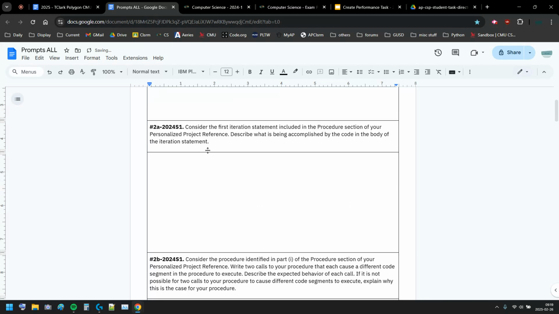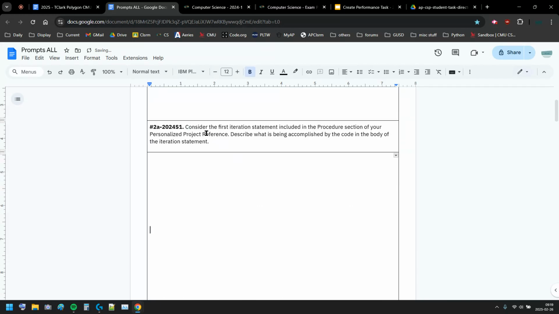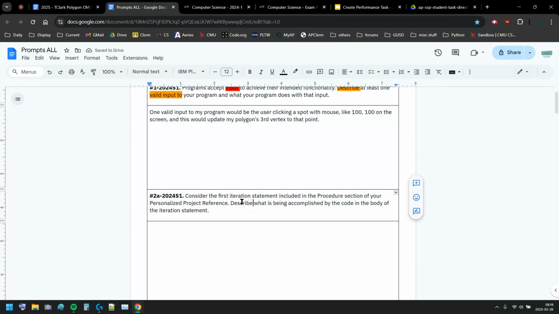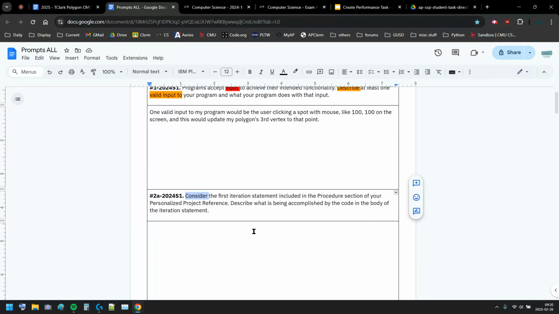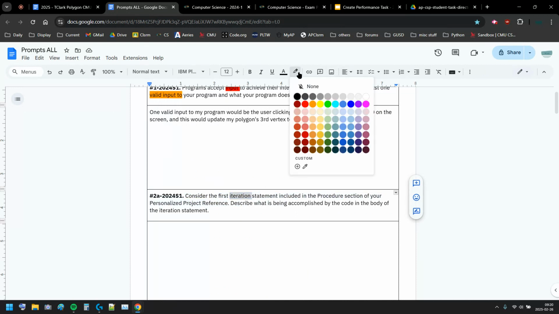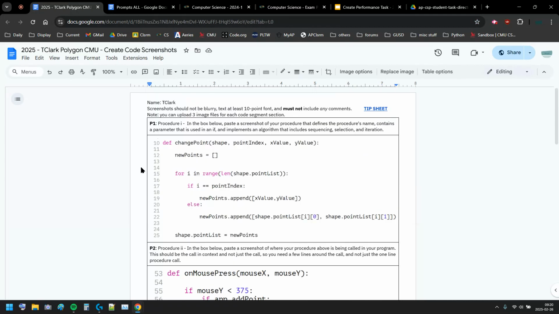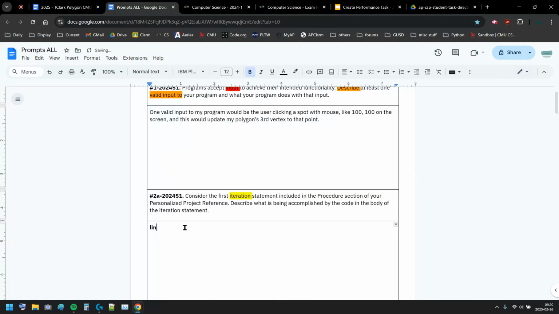And you say, okay, consider the first iteration statement in the procedure section. So again, this one says consider, which means you look at your code, your PPR, and it says consider the first iteration statement. So iteration, again, I'll bold that. I'll say, okay, what's my iteration? Iteration is a loop, it's my for loop. Okay, so it's line 15.